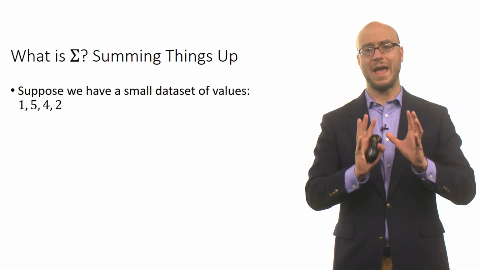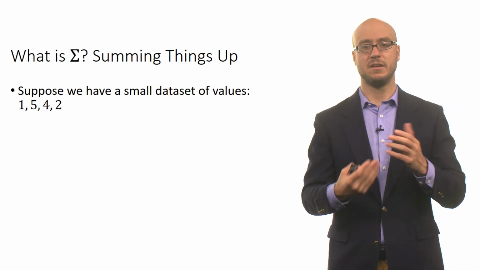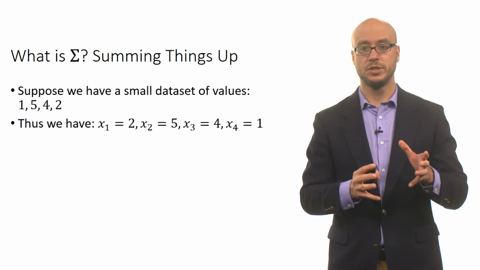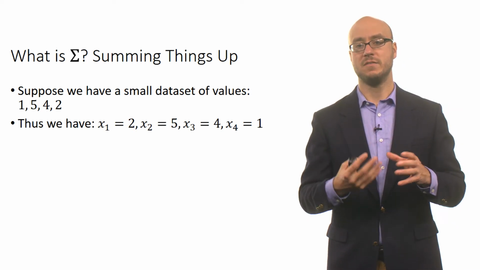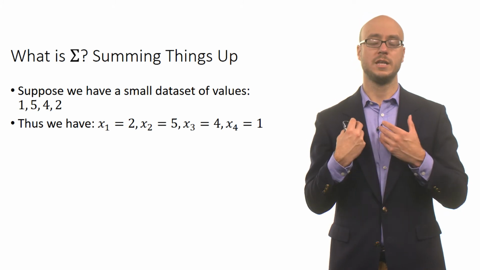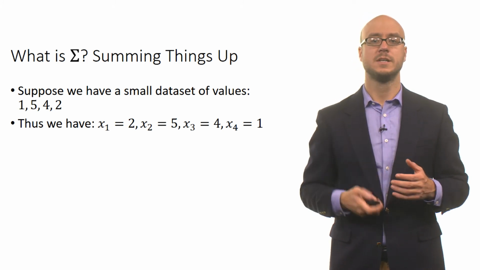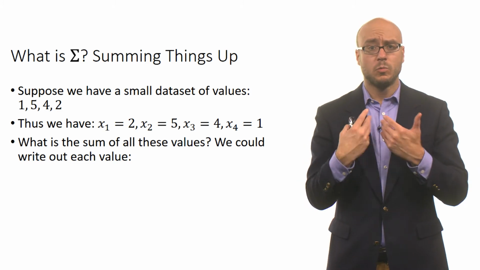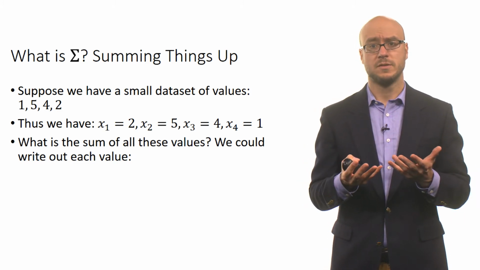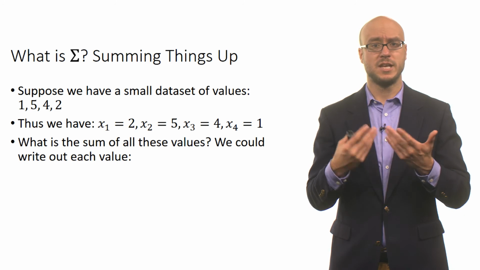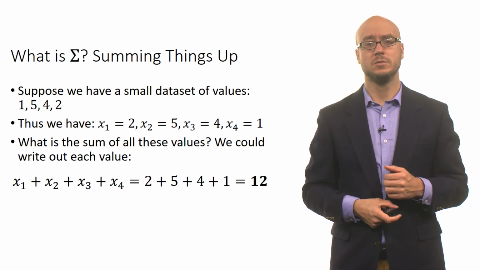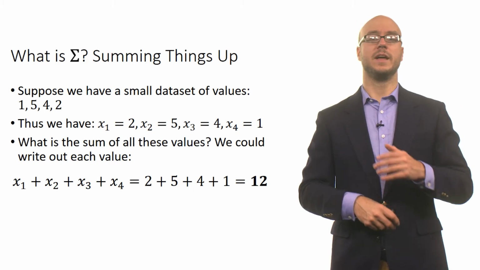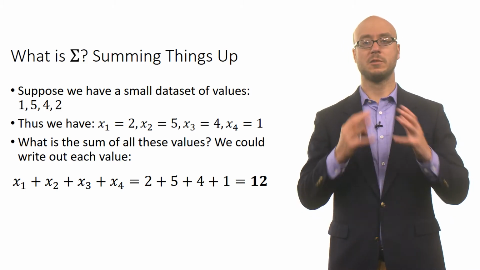Suppose you have a small data set of values, say 4 observations. We might label x1 equal to 2, x2 equal to 5, x3 equal to 4, x4 equal to 1. You might want to know, what is the sum of all these values? You could just write out each value: x1 plus x2 plus x3 plus x4, that's 2 plus 5 plus 4 plus 1, which equals 12.